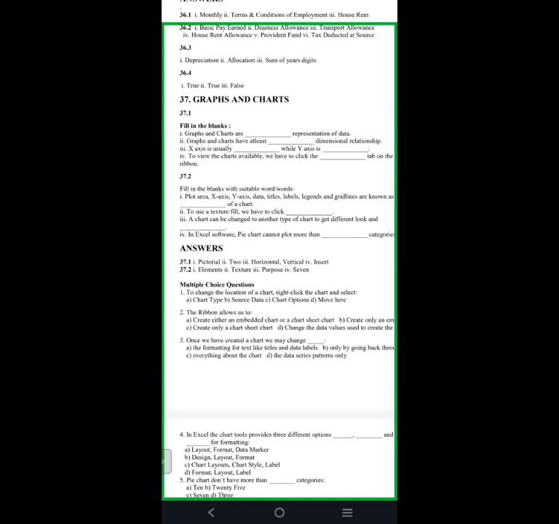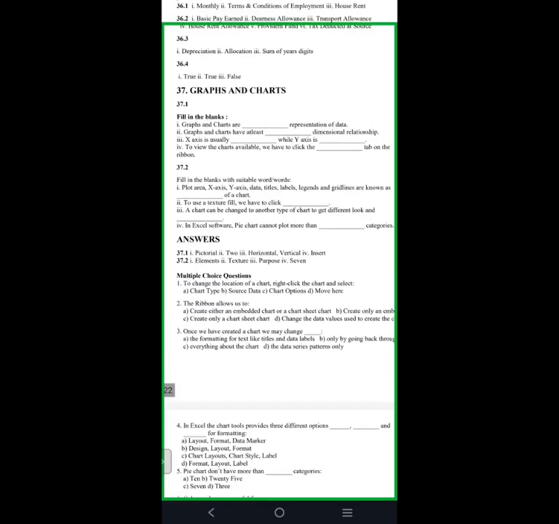Fill in the blanks with the suitable word or words. Plot area, x-axis, y-axis, titles, labels, legends, and grid lines are known as dash of a chart. Elements of a chart. To use a texture fill, we have to click dash. Texture. A chart can be changed to another type of chart to get a different look and dash. Purpose. In Excel, a pie chart cannot plot more than dash categories. 7 categories.